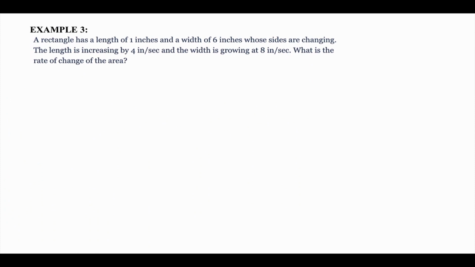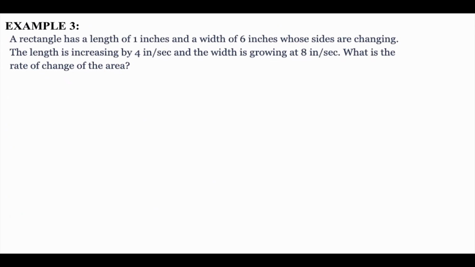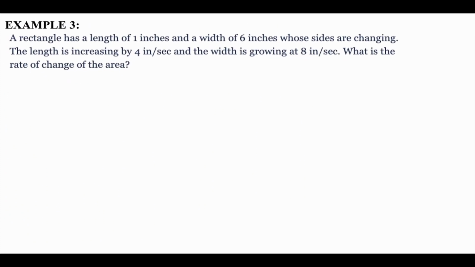Okay, so here we go. Let's look at example number 3. We're going to highlight, underline, circle, whatever you need to do, important things. First thing we're going to do is read the question. Second thing we're going to do is write down everything that we do know.